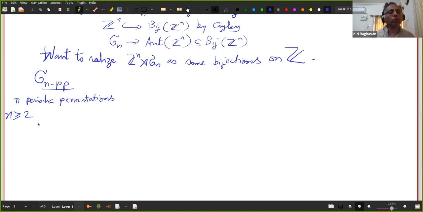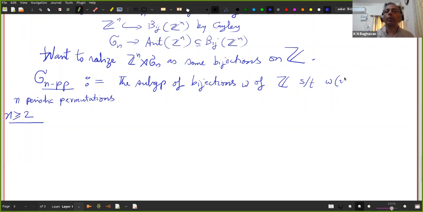So this is by definition. So let us get, I know, jumping ahead. This will be identified with this. The subgroup of bijections W of Z such that W(i plus N) is W(i) plus N.